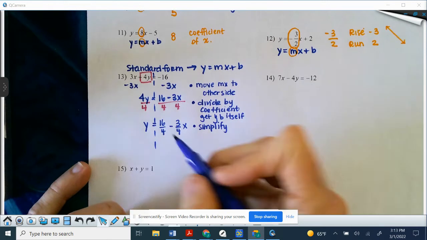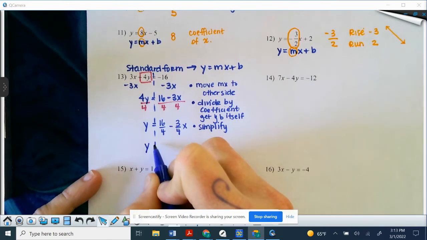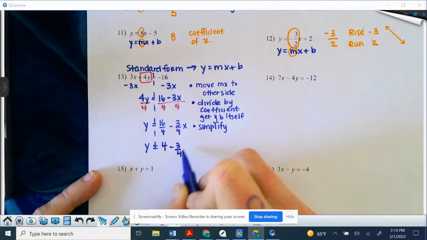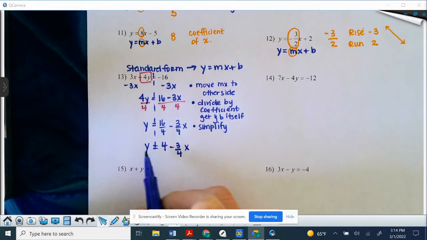So 16 divided by 4 does get better. That is going to be a 4. 3 over 4 does not get better. So you're done. Now, you may or may not see it in this order.